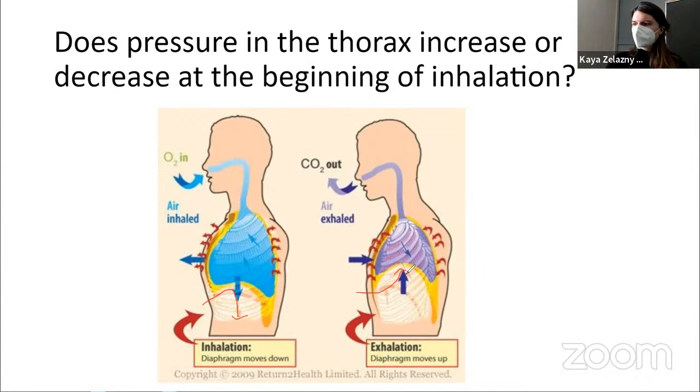So when we're thinking about inhalation, breathing in, contraction of the diaphragm, moving it down and making more space for those lungs, what do you think is happening to the pressure in the thorax? I think it's high or low. Yeah. Okay. So he said that this decreases the pressure, and that's true. So, decrease in pressure.